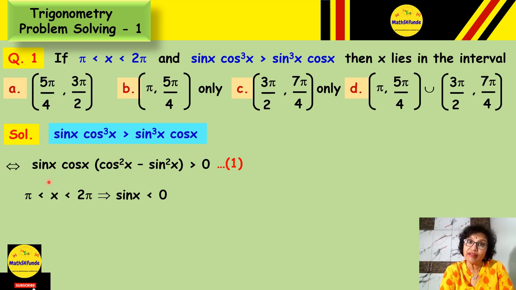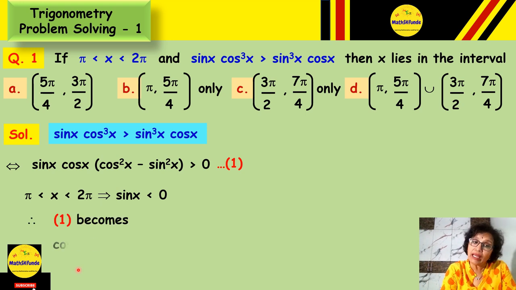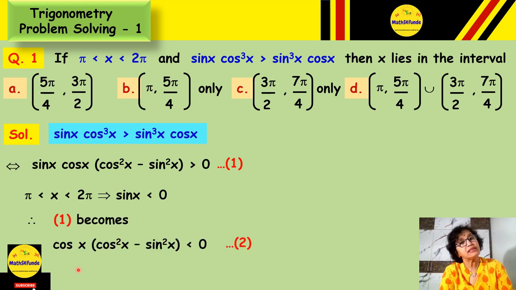Now sin x is negative, the entire product is positive, then the remaining part, which is cos x into cos square x minus sin square x, will have to be negative. Okay, so I make that conclusion that cos x into cos square x minus sin square x is less than 0 and I name this as 2.